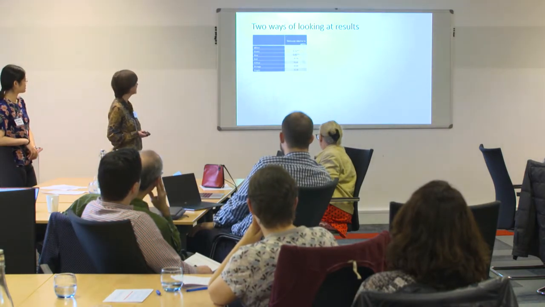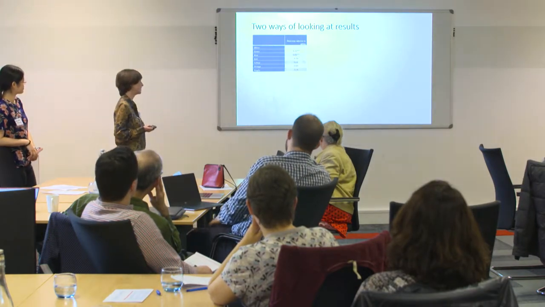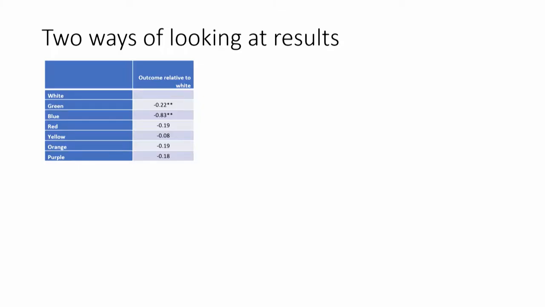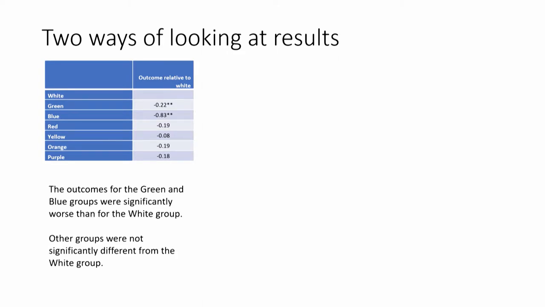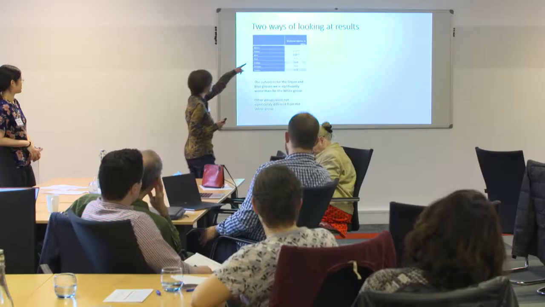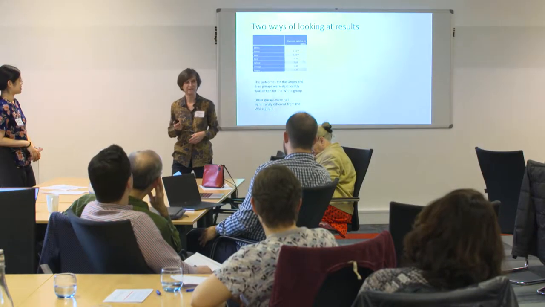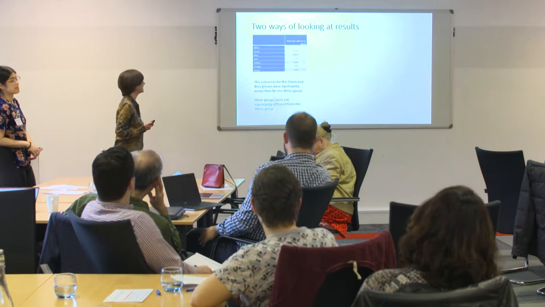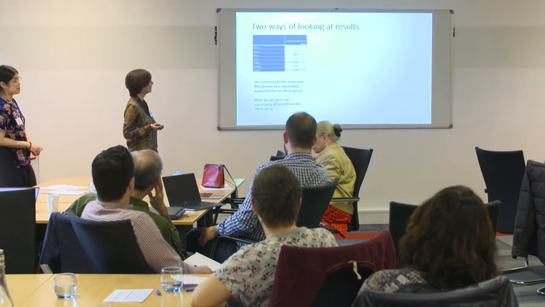And we look at that and say, well, two of the groups had a statistically significant difference from the baseline white group, and the others didn't. When we look at that kind of table, that's how we tend to draw conclusions from it. The blue and the green group had significantly worse outcomes than the white group, and the other groups were not significantly different. Now, the two stars here indicate the 1% level, and none of the others were significant at the 5% level.